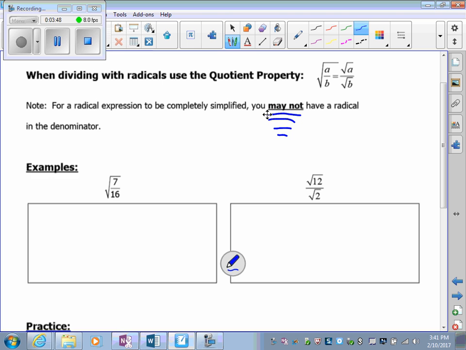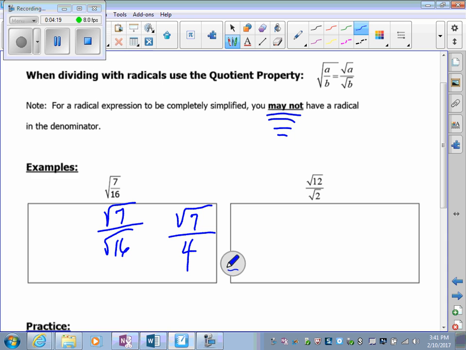So let's look at our first example. The square root of 7 divided by 16. If you know your perfect squares, number 1, you're going to say you can't simplify 7 and 16. The answer is no. So I say, can you simplify? No. Then separate. And this is what I mean by separate. Make them 2 different radicals. Because you know 16 is perfect, so the answer to this would just be the square root of 7 divided by 4. And you're done.